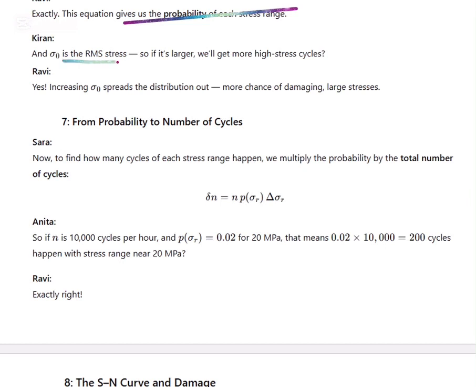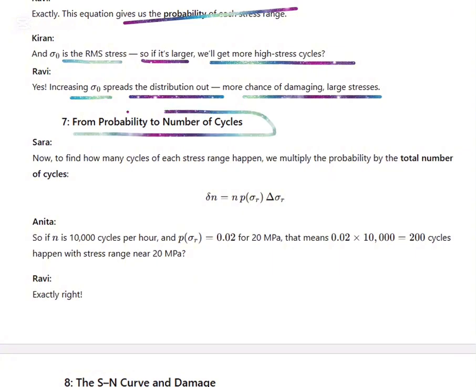Sigma naught is the RMS stress. If it's larger, we will get more stress cycles. Increasing sigma naught spreads the distribution out and gives more chance of damaging larger stress ranges. Once we get the probability, then we will get the number of cycles.